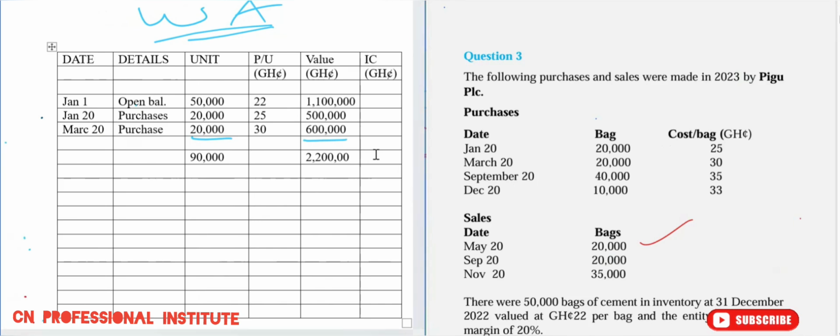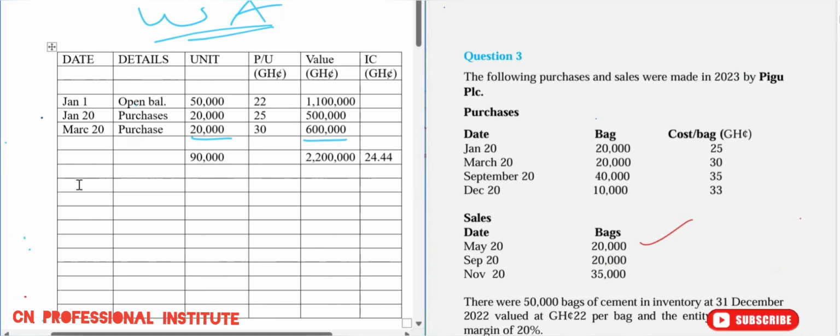So when you come to this side, the issue cost, we said it will be this value, 2,200,000 divided by the 90,000, and that will give us 24.44. So be punching along. If I make any mistake, you correct me. We can have punching errors, right?